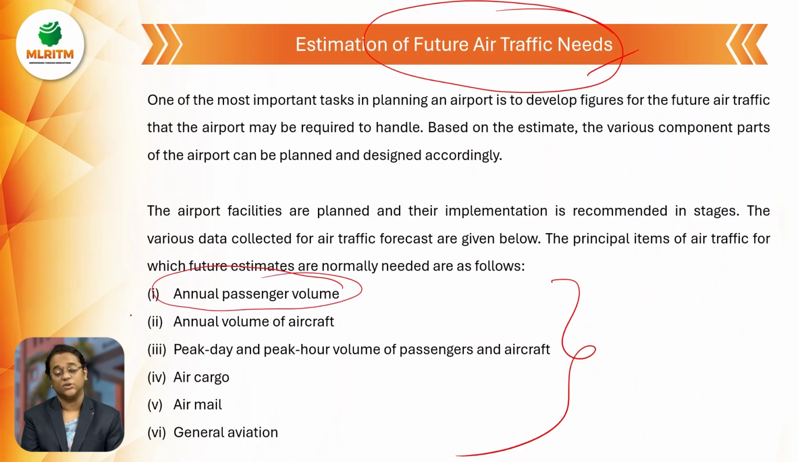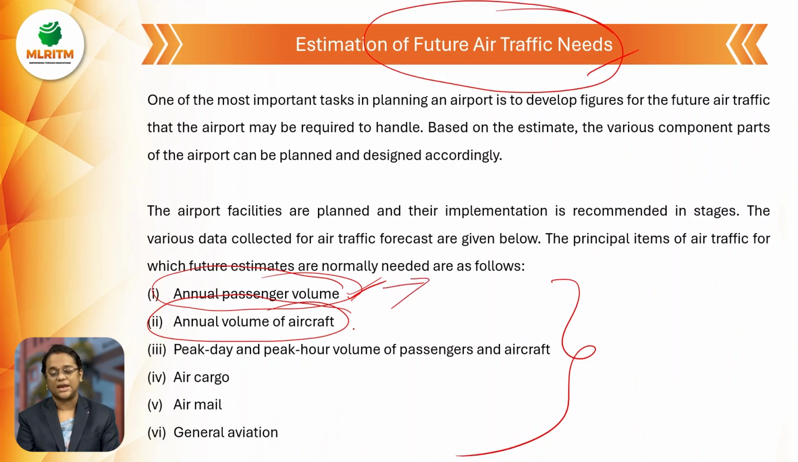So annual passenger volume. On average for one year annually, what is the maximum passenger volume we are receiving for that particular airport? So we should have an analysis of this, and we should be able to estimate our annual passenger volume for the next 2 decades. Similarly, traffic volume of aircraft. Just like the passenger volume, as the passenger volume increases, the number of aircraft operating in that particular airport also increases.